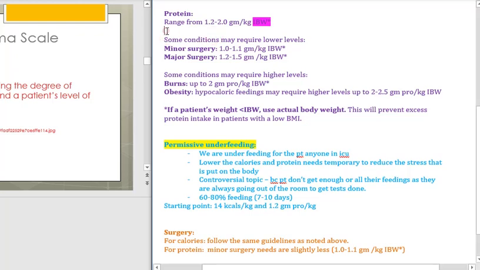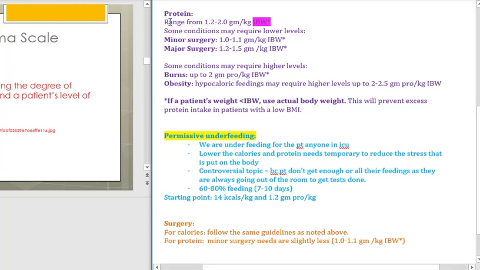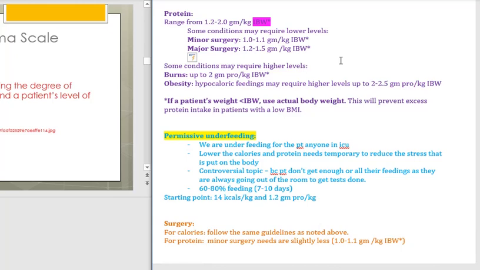Some conditions may require lower levels. So if someone has a minor surgery, levels are usually like 1 to 1.1. They're going to be on the low end. If someone had major surgery, it's about 1.2 to 1.5. And so how do you distinguish between a minor surgery and major surgery?